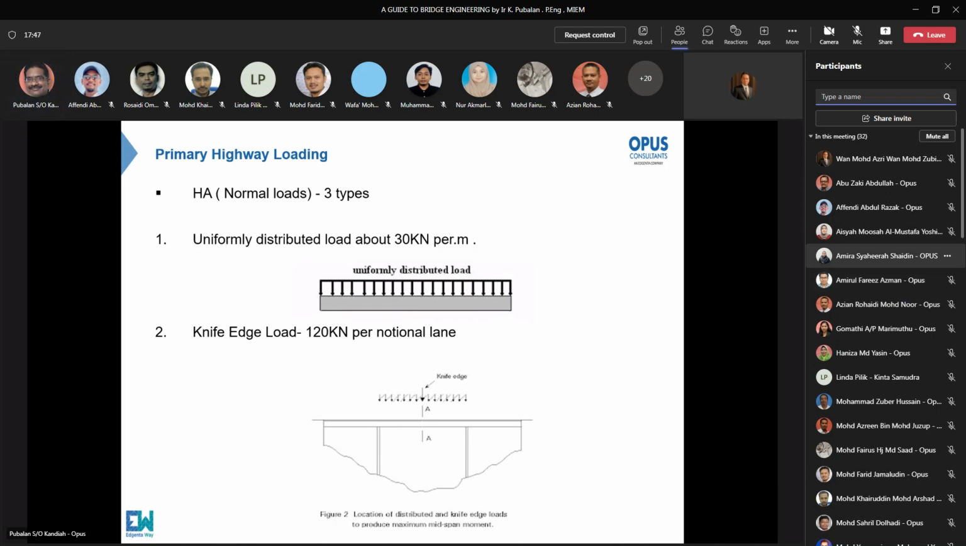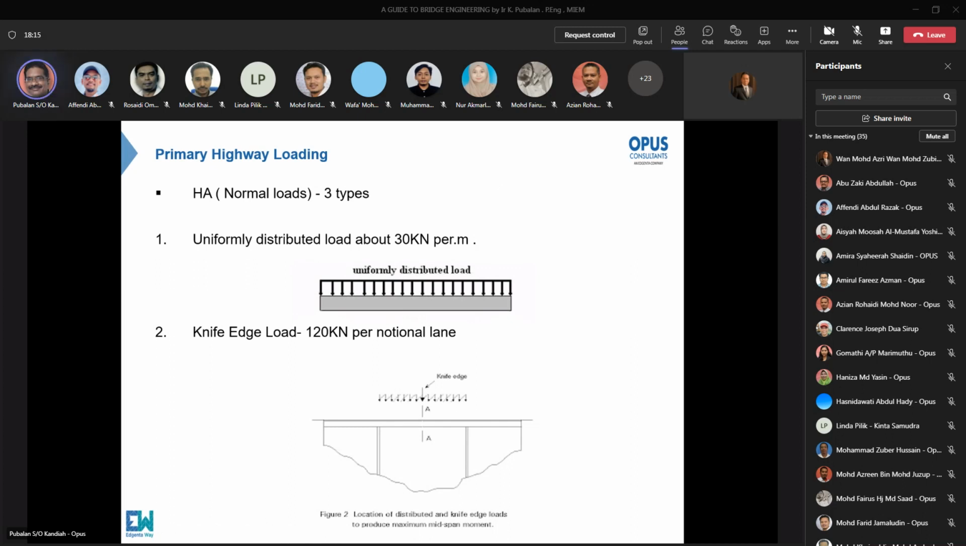You have uniform distributed load. All right. You have the knife edge load. Knife edge is actually something like the load from the wheel. You have a tire and so on. So that particular tire or your wheel, the lorry's wheel, will give an effect just like a knife.